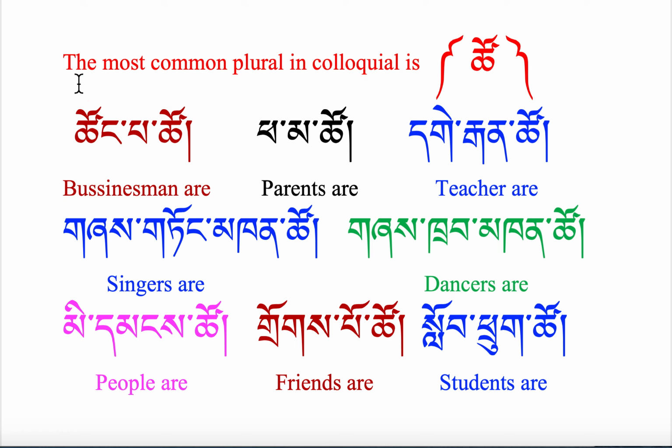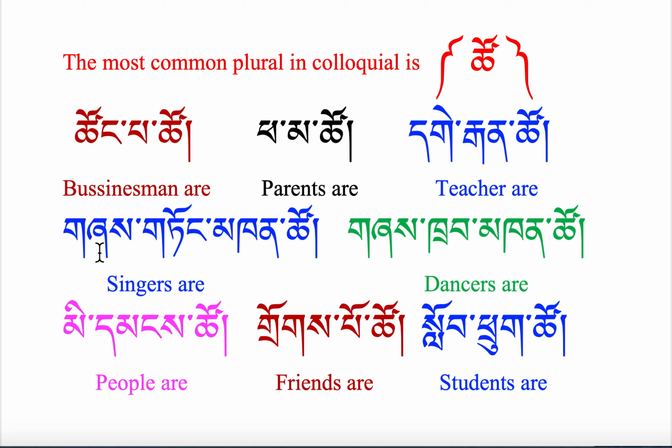So let's go here. Let's show the most common plural in colloquial speech. This is very common, especially when we have a conversation, reading, and speaking. This is used a lot. So, let's focus. Businessmen are. Pama Tanarutso: Pama is parent, tso is plural, so parents are. Gegen means teacher. When we add tso, it becomes teachers are.